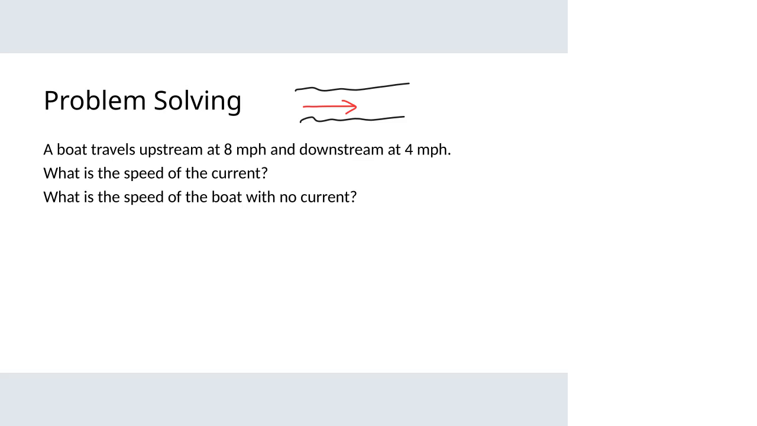I got it backwards. My numbers are backwards here. Let me fix it. It goes upstream at 4 and downstream at 8. I'm sorry about that. Downstream at 8, upstream at 4. Downstream is with the current. So the current is helping push it down the river. And upstream, it's going against the current.